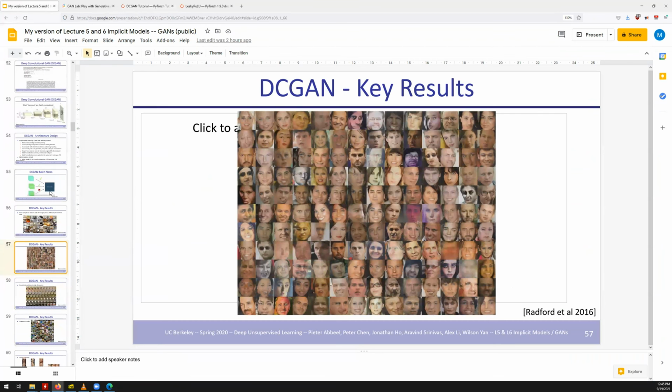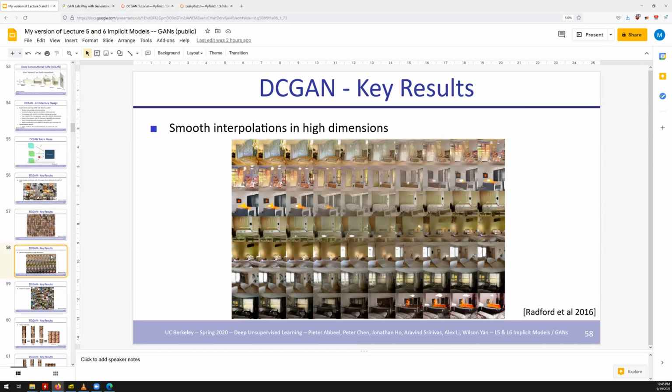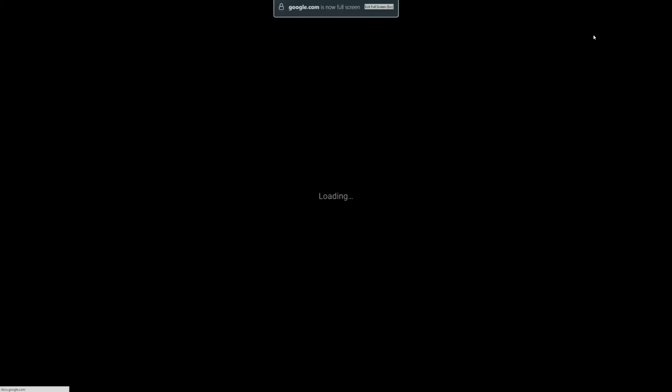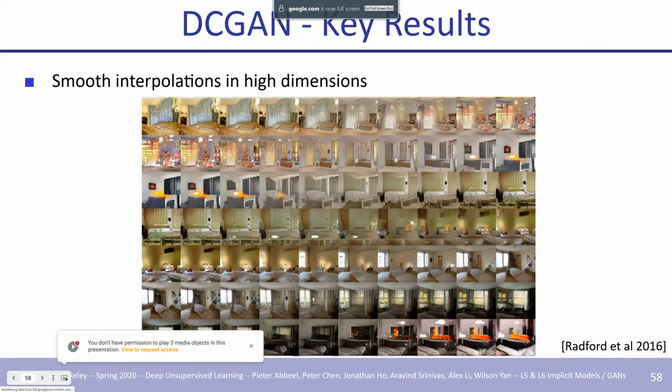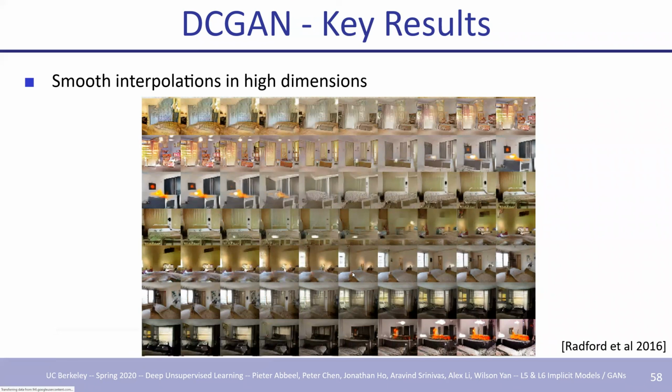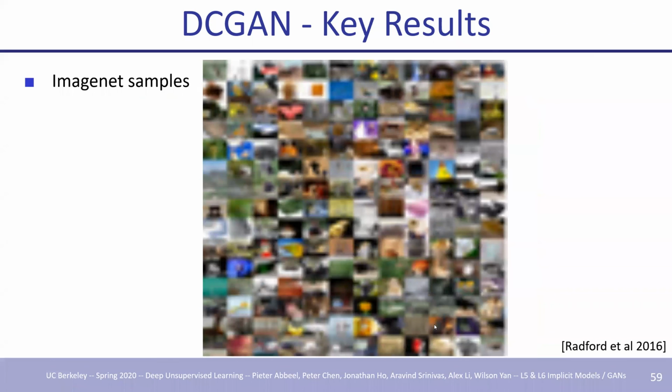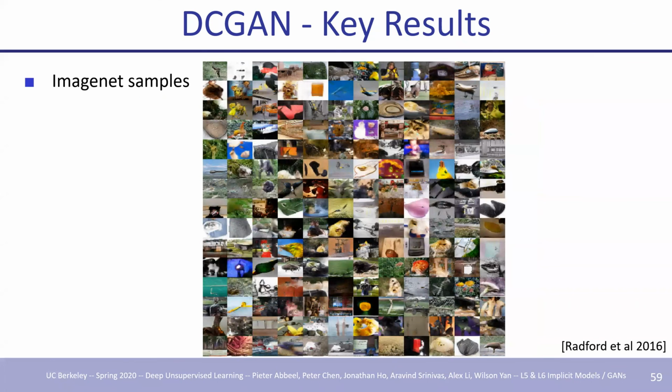Okay, so that was that, and then they can also do smooth interpolation in high dimensions. So I think the perspective changes in the bedroom. As you move one of the latent variables, the perspective that you're looking at the bedroom changes. It's generated from ImageNet samples.